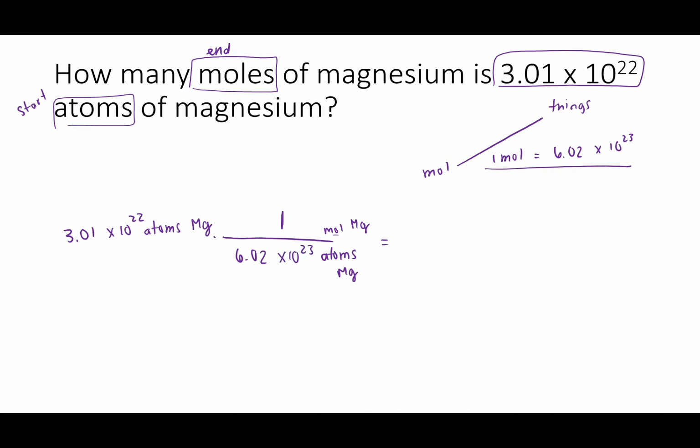Okay? Now, in order to plug and chug into our calculator, we have to figure out if this is a multiplication or a division problem. Okay? So, this is going to be a division problem because the number is in the denominator. I have 1 over 6.02 times 10 to the 23rd. So when you plug and chug into your calculator, your correct answer with the correct number of sig figs should be 0.050 moles of Mg. If you do not remember what a significant figure is, sig figs are covered in unit 1.